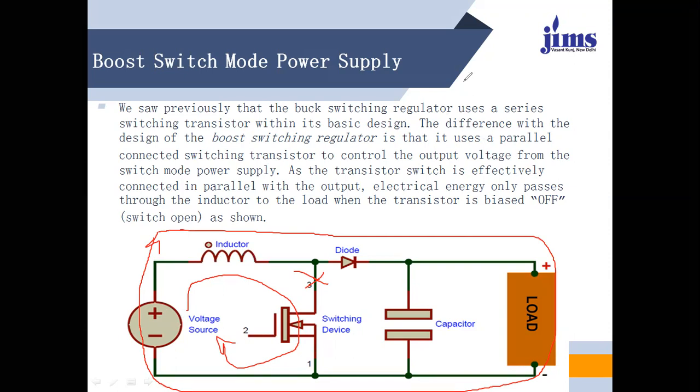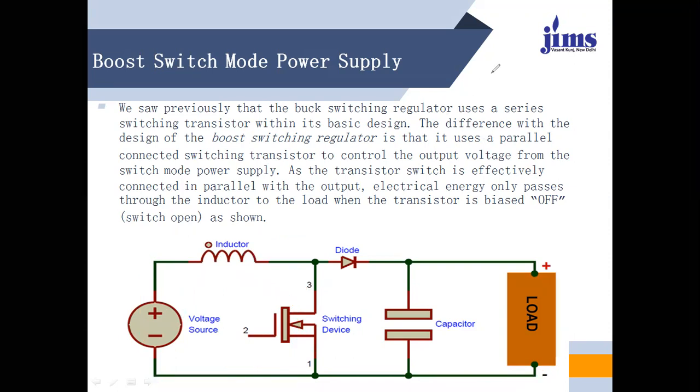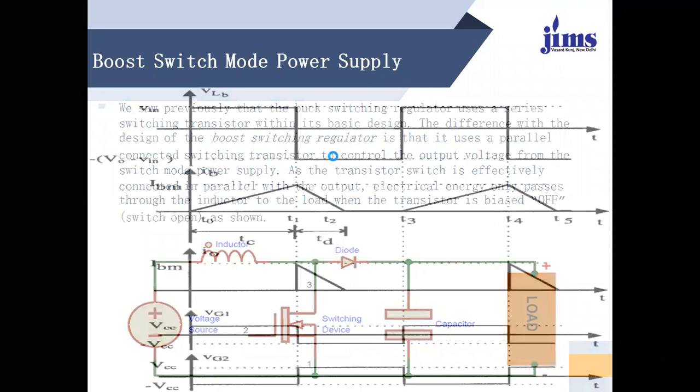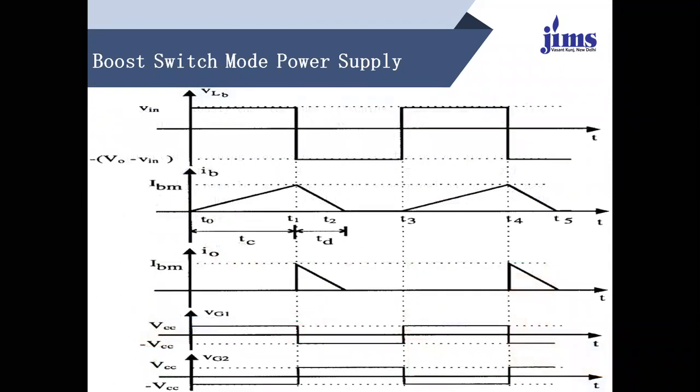So at that moment we can say that double the voltage is available at the output, because one is Vi and the other is VL. So Vi plus VL flows towards the load side. This is the operation of the boost converter. Now in the theoretical part, we can talk about the waveform.